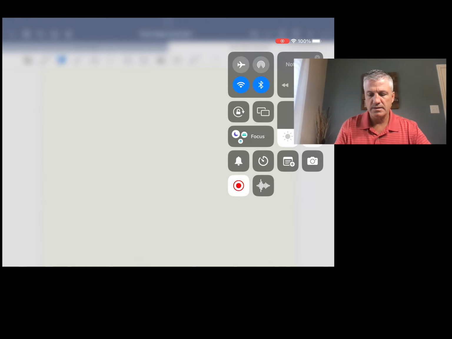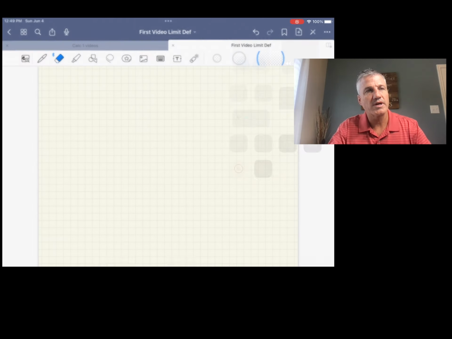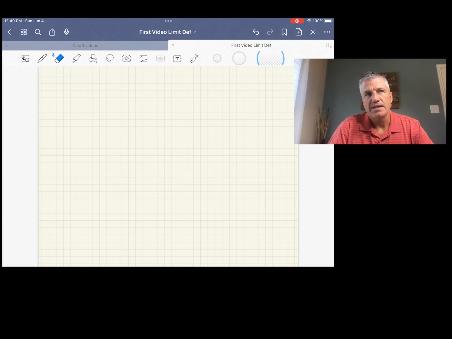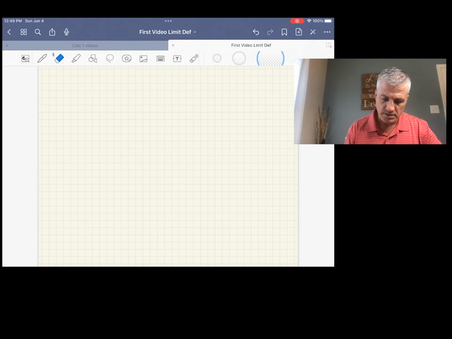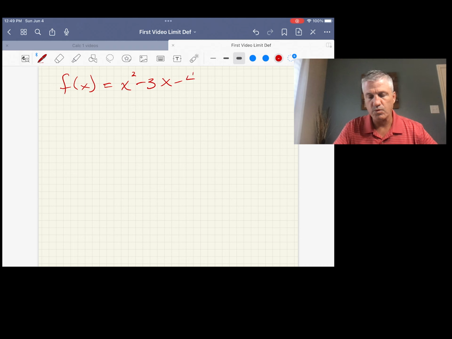Okay, so in today's example, we're going to look at how we use the limit definition of a derivative to find the derivative. We're going to start out with a fairly simple polynomial example, and in later examples, we'll look at non-polynomial functions. So let's suppose that we have the function f of x equals x squared minus 3x minus 4.